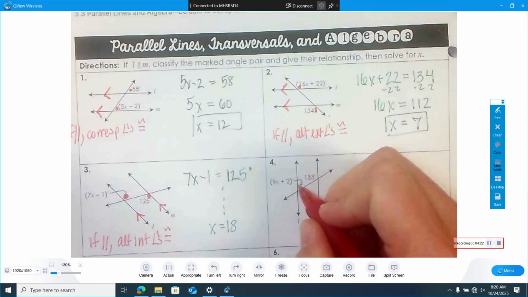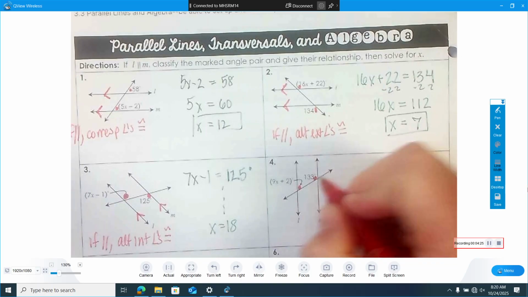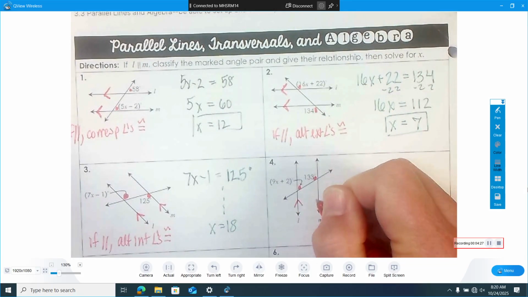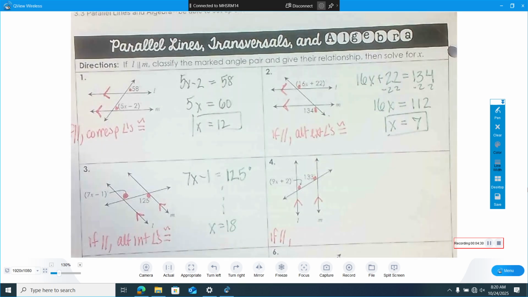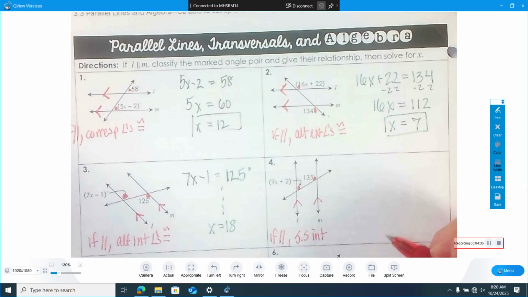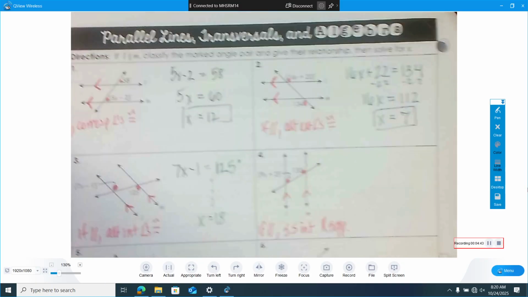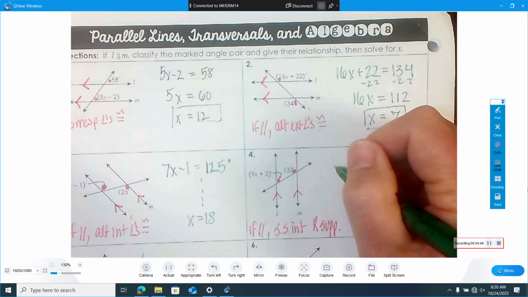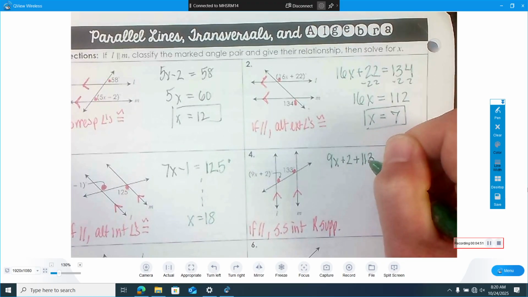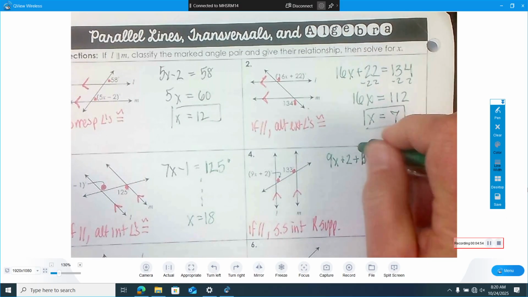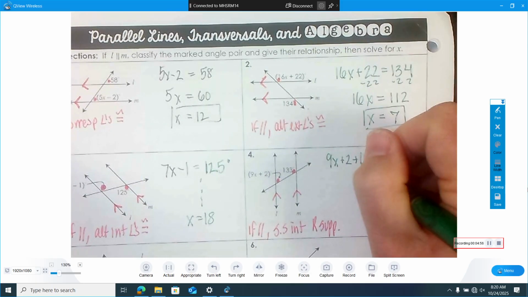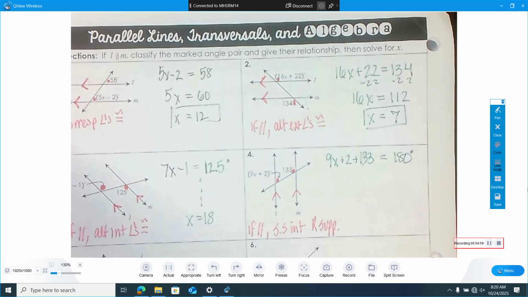Okay. Again, we have this little arrow. So we have these two angles, and we know we have parallel lines. So if parallel, what kind of angles are these? Same side interior. Same side interior are supplementary. What do we need to do to write a supplementary equation? Yes, 9x plus 2 plus 133 equals 180 degrees. They are supplementary.